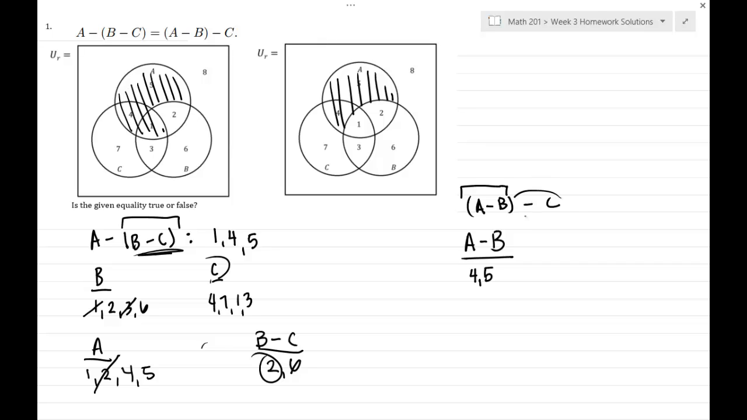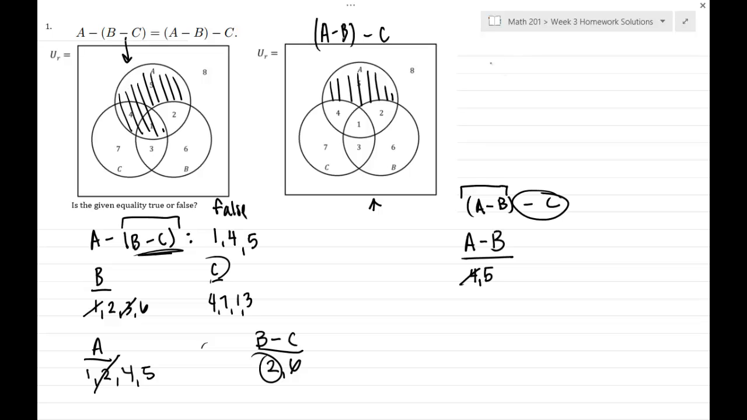Now I want to remove anything that comes from C. If I look at the Venn diagram for A minus B, which is what I've got going on here right now, the only thing that is touching C is region 4. So I just remove that region. If I remove 4, the only thing I have left is 5. From this shading, because this is the Venn diagram for A minus (B minus C), and this is the Venn diagram for (A minus B) minus C, I can see that this equality is false and these sets are not equal.